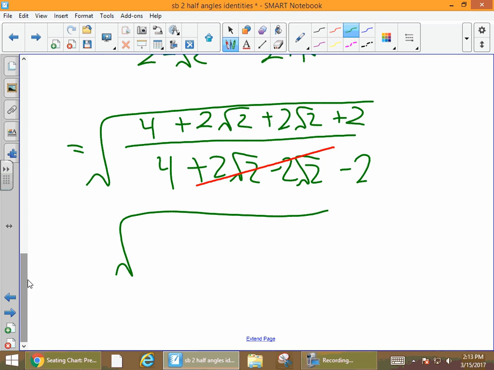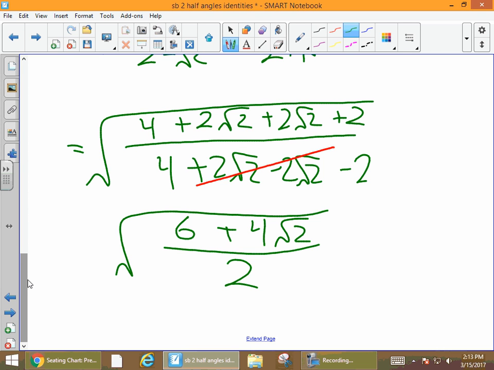So we can collect any like terms. So 4 and 2, these are like terms. That's going to become 6. 2 radical 2 and 2 radical 2, those are also like terms because they both have that radical 2. So what do they become? 4 radical 2. So when we add radicals, if they have the same radicand, which is the number that's in the radical, we just add the coefficients in front. So 2 plus 2 is 4. Then what does our denominator become? 2. So we canceled out the positive radical 2 and the negative radical 2. We're left with 4 minus 2, which is just 2.